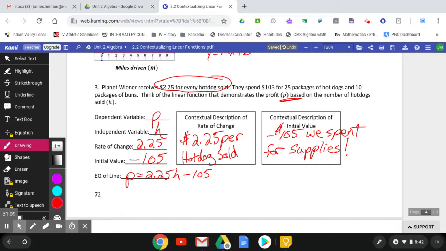Contextualize the linear function. I want you to finish the evens for tomorrow. Finish the evens tomorrow. If you would flip back as I come so I can see your highlighting.